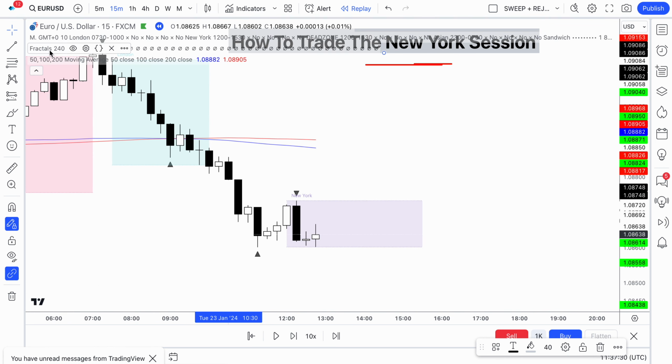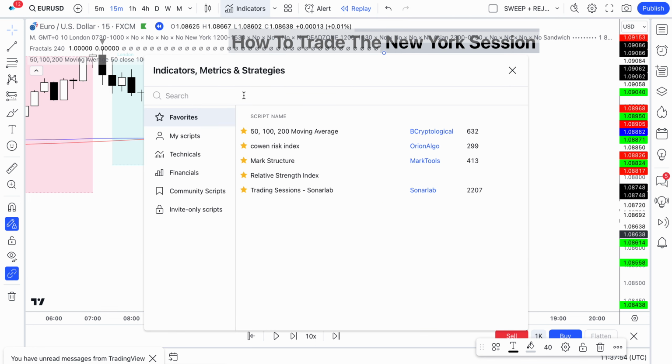An indicator that you want to apply to your chart is the fractals indicator. I like to make mine black, as it makes it very simple to understand where the most recent fractals are. Next, you want to apply the 50, 100 and 200 moving average. You can do that by simply hitting the indicators tab at the top and typing in 50, 100, 200 moving average. The one by B Crypto Logical is the one that I personally use.